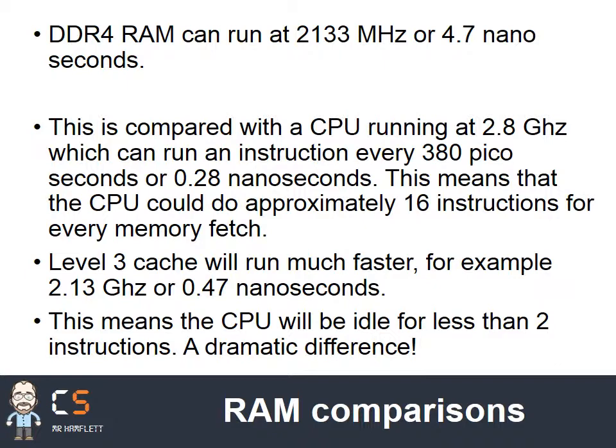Level 3 cache runs much faster. For example, for a Core i7, the cache could be running at 2.13 gigahertz, or 0.47 nanoseconds. This means the CPU will be idle for less than 2 instructions, and that's a big difference. So this is a little bit of a numeric example of why cache is better. I'm going to be spending less time idle than I would.